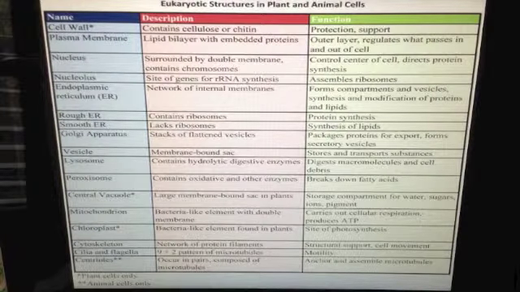Cytoskeleton is a network of protein filaments, structures that support cell movement. Cilia and flagella have a 9+2 pattern of microtubules, and they are used for movement. Centrioles occur in pairs composed of microtubules, and they are the anchor that assembles microtubules.